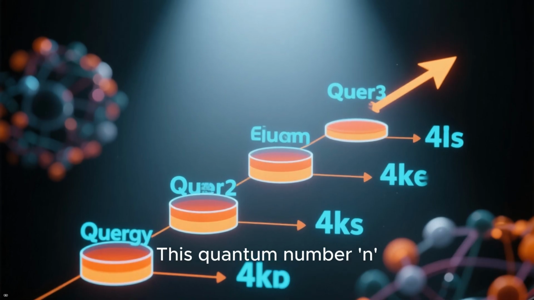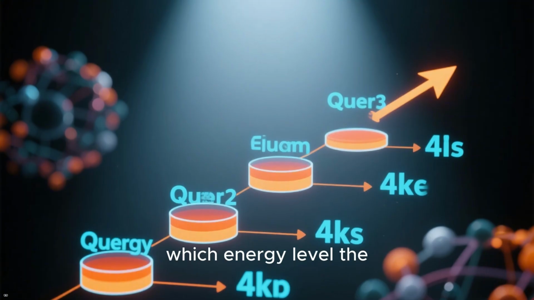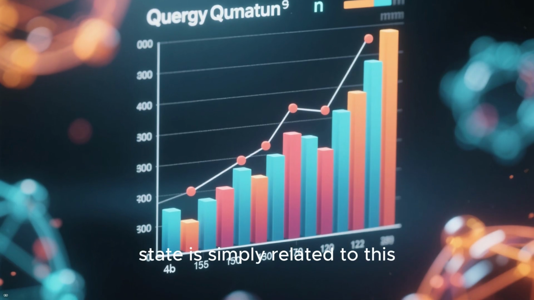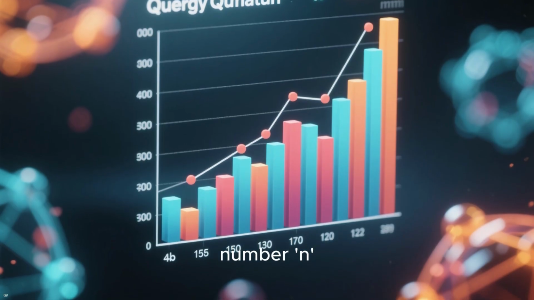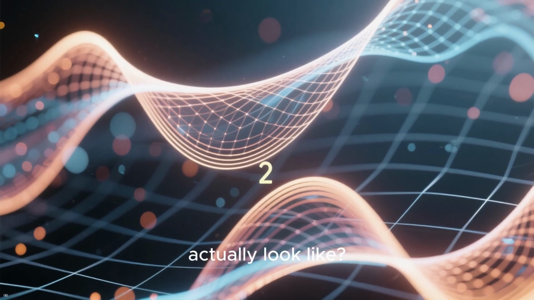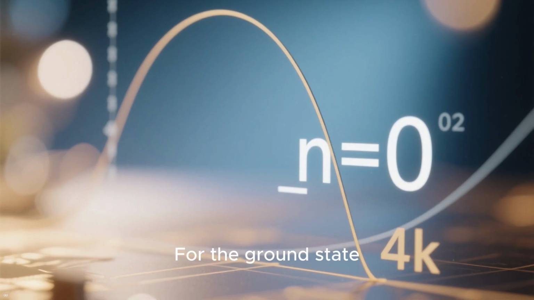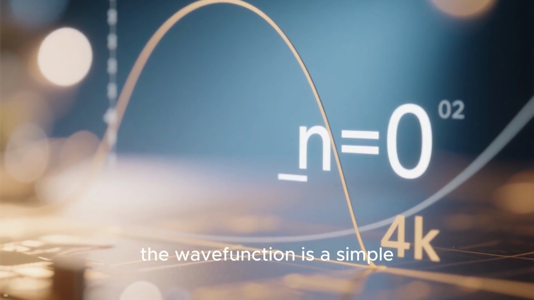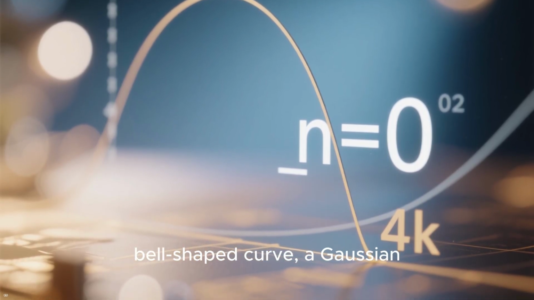This quantum number indirectly tells us which energy level the system is in. The energy of any state is simply related to this number n. So what do the wave functions for these energy states actually look like? For the ground state, the n equals 0 state, the wave function is a simple bell-shaped curve, a Gaussian.